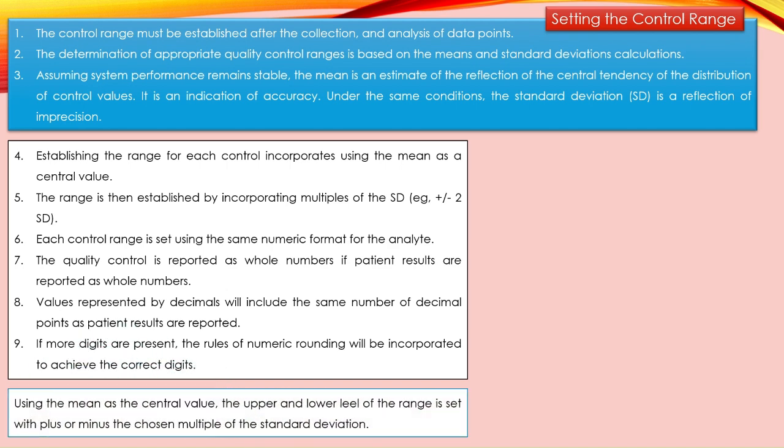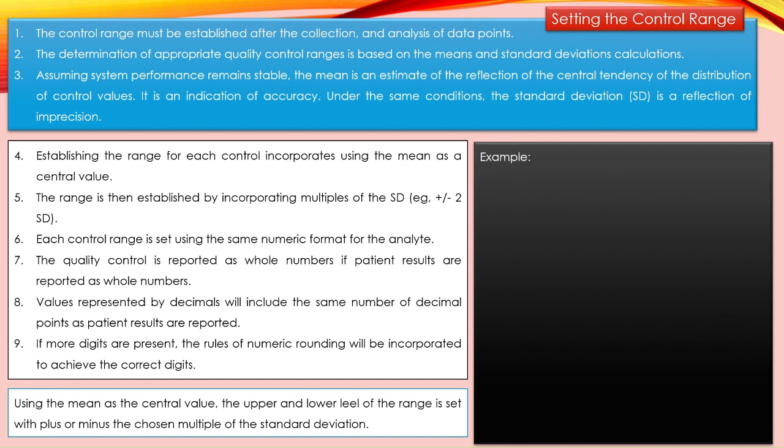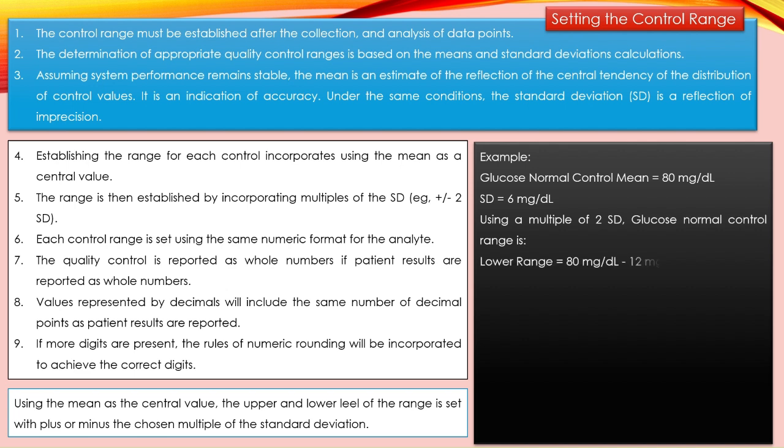Using the mean as the central value, the upper and lower level of the range is set with plus or minus the chosen multiple of the standard deviation. Example: glucose normal control mean equals 80 mg per deciliter. SD equals 6 mg per deciliter. Using a multiple of 2 SD, glucose normal control range is: lower range equals 80 mg/dL minus 12 mg/dL equals 68 mg/dL. Upper range equals 80 mg/dL plus 12 mg/dL equals 92 mg/dL. Then control ranges, 68 to 92.